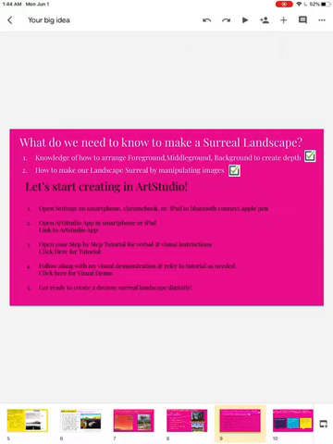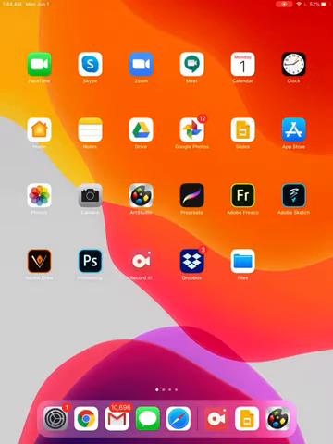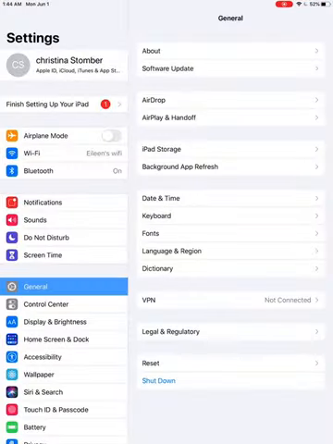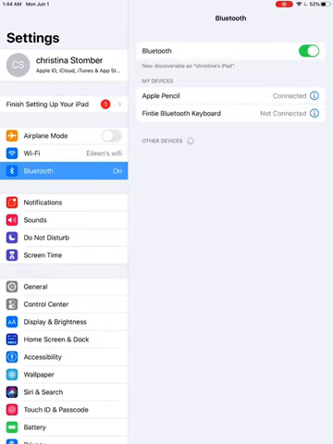So let's start in Art Studio. We're going to go to our home button. Let's go over to our settings and make sure that our Bluetooth is connected to our Apple Pencil.